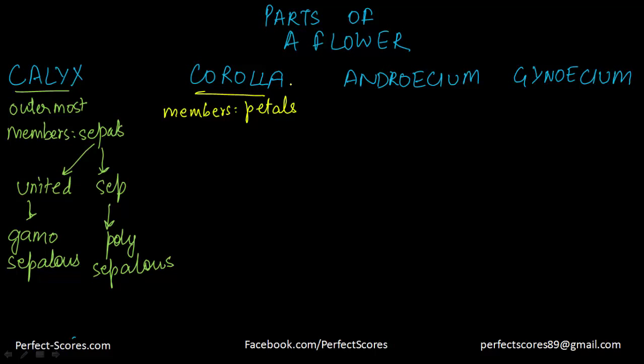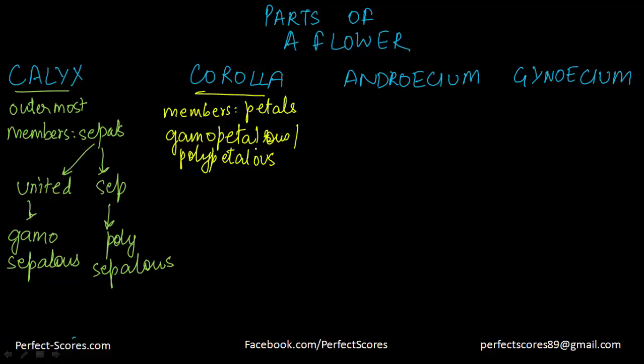Now just like sepals, corolla can also be gamopetalous. So I don't need to discuss again why it's called gamopetalous. That's because the petals are stuck to each other, they're united. Or it can be polypetalous. Now the shape and color varies. It can be in the form of a tube, bell-shaped, funnel-shaped, or it can be wheel-shaped.